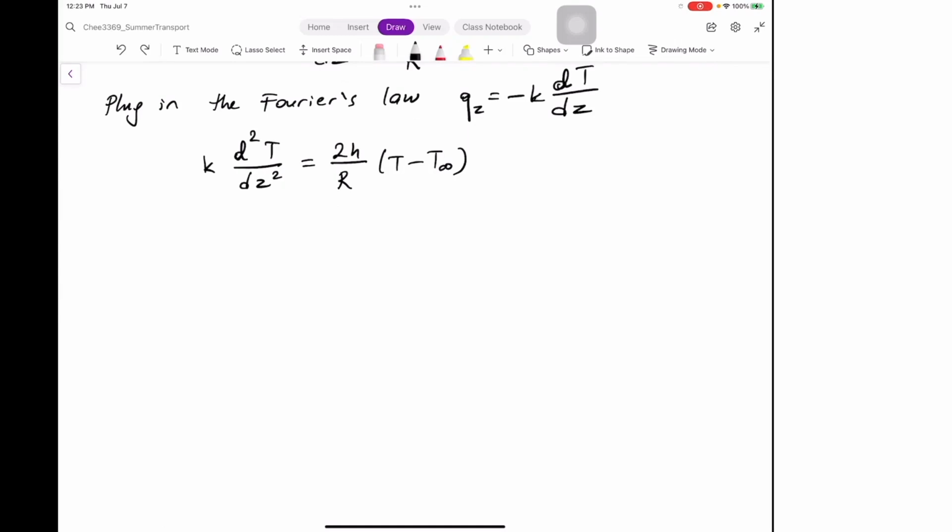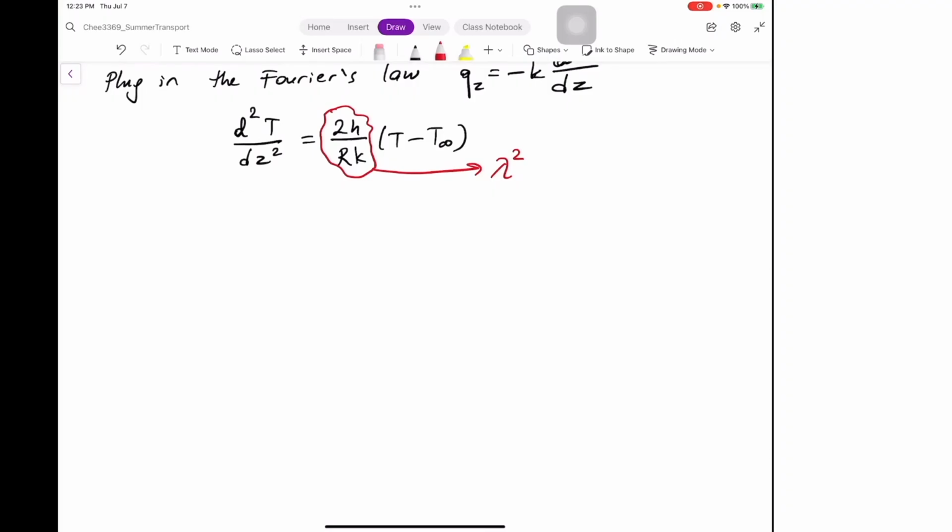I need to collect them in some way, but I think it's better to simplify it. Let me get the k to the right-hand side, so get rid of the k and put it in the denominator here. Let's call this thing lambda squared, as we did previously for the same reasons described in the class. And also we need to non-dimensionalize.